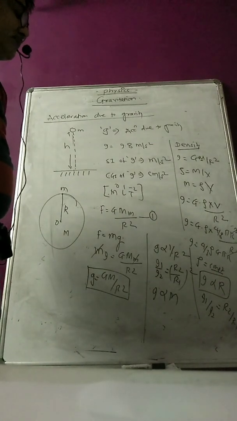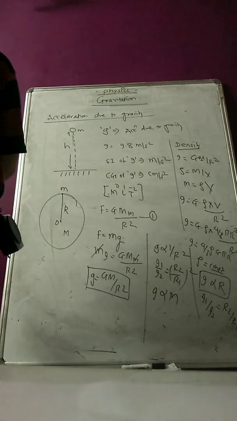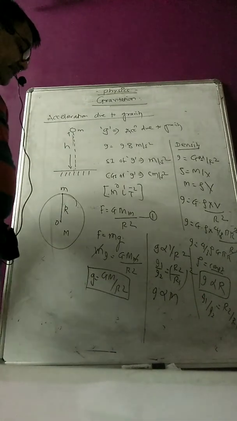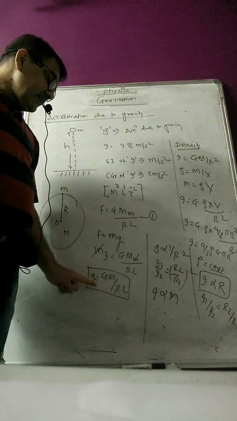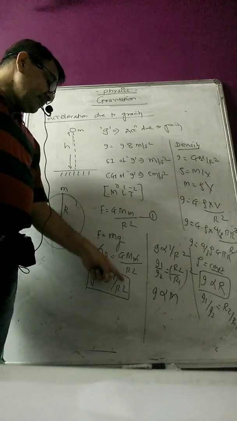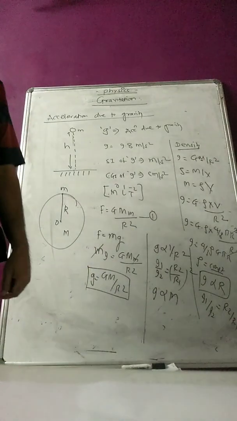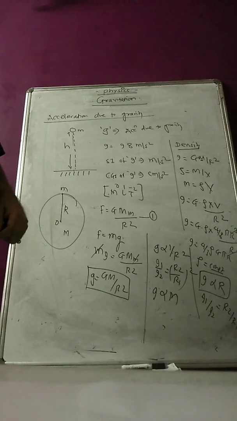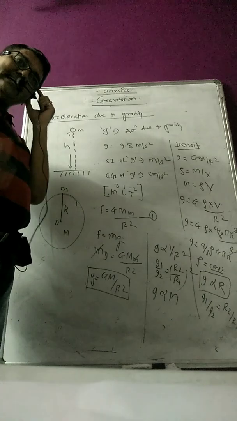Here, suppose we say R is increased by 1%, so g will also increase by 1%. If R is increased by 2%, then g will also change accordingly. That is the relation for acceleration due to gravity. Now we want to calculate the variation of g above the surface of the earth, but that we can see in the next period.